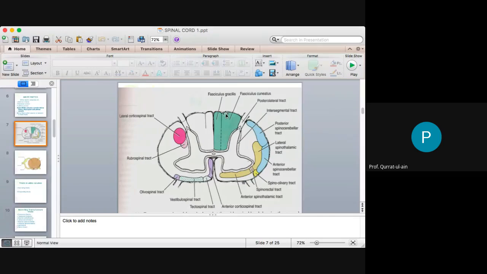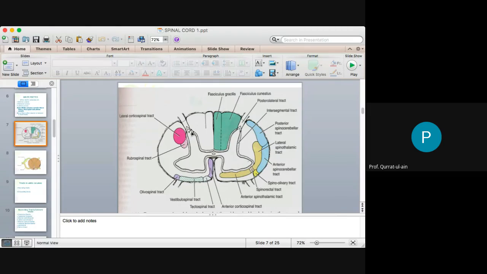So first you should know the boundaries: the posterior where the posterior roots are entering, and here the motor roots are leaving. The lateral white column, the anterior white column, and the posterior white column. The posterior white column contains fasciculus gracilis and cuneatus, gracilis on the medial side and cuneatus on the lateral side. In the lateral white column, there are the anterior and posterior spinocerebellar tracts and the lateral spinothalamic tract. And this is spino-olivary here, and spinotectal, the small ascending tracts. In the anterior part there is only the anterior spinothalamic tract.